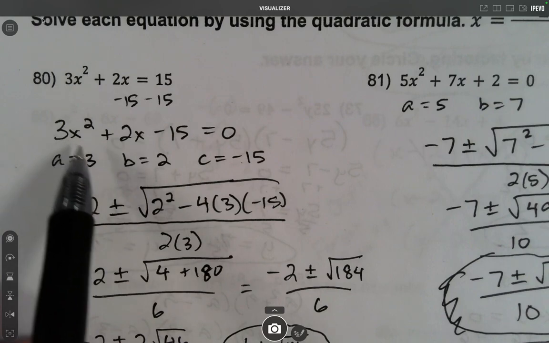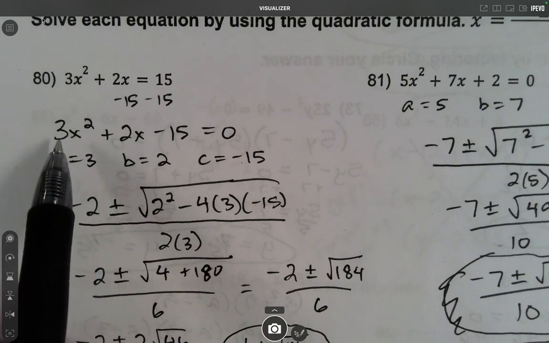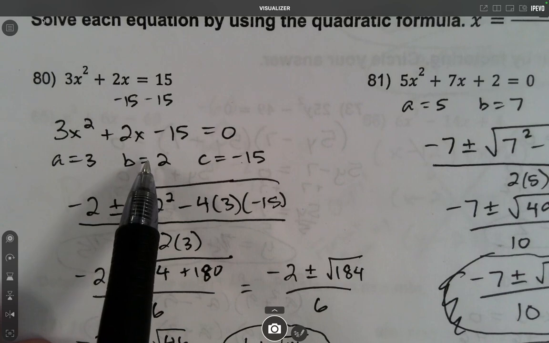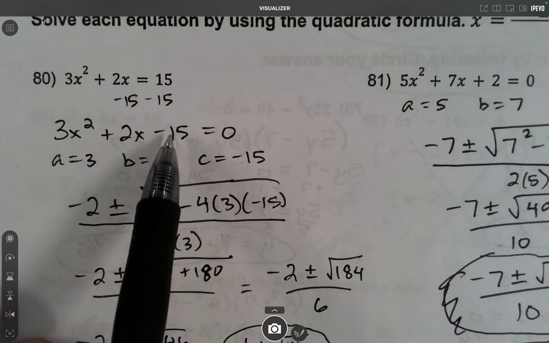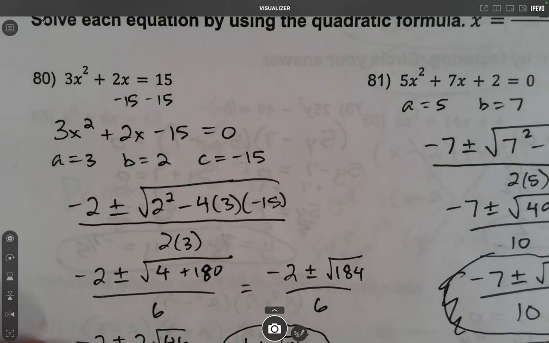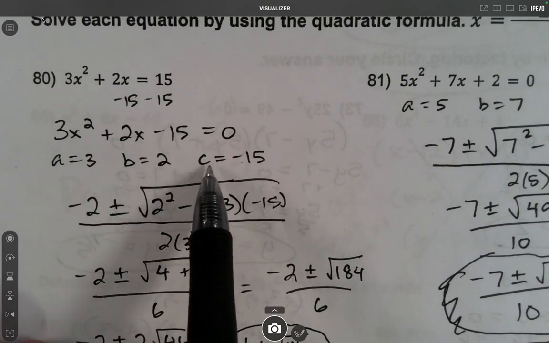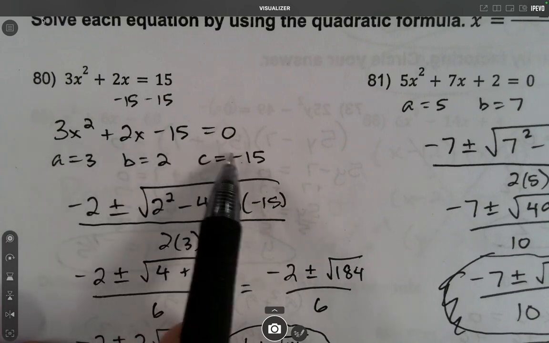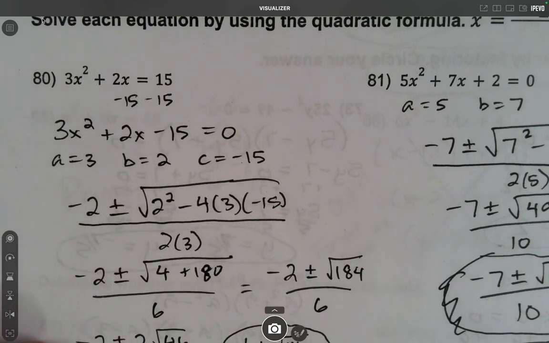Now we can say a is 3, because that's the coefficient in front of x squared. B is 2, the coefficient in front of x. C is -15. And I've heard a couple of you ask this, so I want to make sure you remember. A, B, and C never contain a variable. A, B, and C are only numbers.